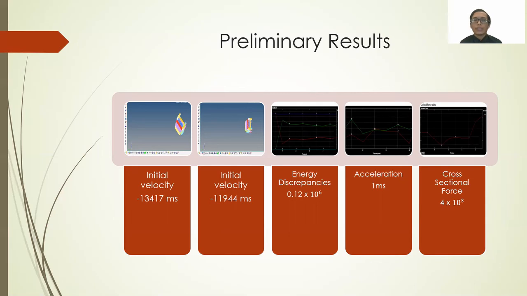The energy discrepancy that I got from the previous study is 0.12 times 10 to the power of 6. Acceleration is 1 millisecond. And lastly, cross-sectional force is 4 times 10 to the power of 3.